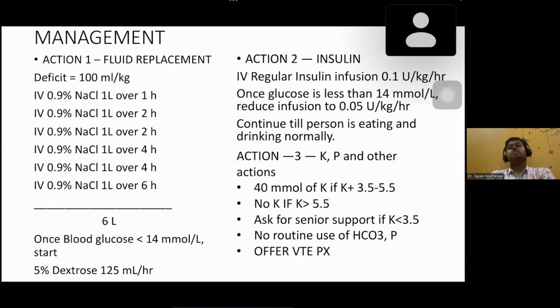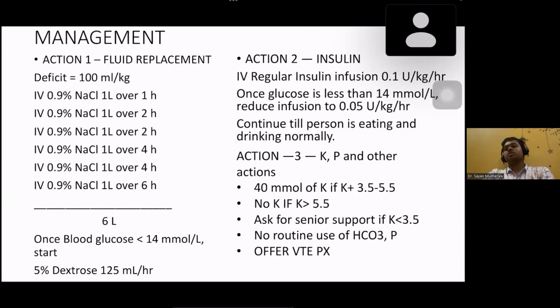What you should remember is the fluid of choice is 0.9% sodium chloride, that is NS. You should also remember that when you give the NS, it also has other actions. It also reduces ketogenesis and also reduces the pH. So insulin alone won't suffice. You have to rehydrate the patient adequately to completely reduce the ketogenesis. And alongside this fluid replacement, you start insulin at the rate of 0.1 units per kg per hour.